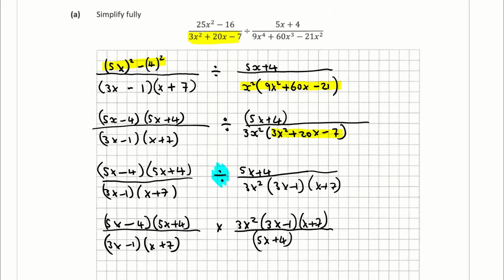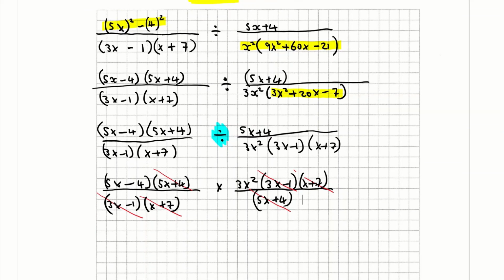So let's see what can cancel from the numerators and denominators. Well, first of all, I have a 5x plus 4 that can cancel with a 5x plus 4 on the bottom. I have a 3x minus 1 cancelling with a 3x minus 1. I have an x plus 7 cancelling with an x plus 7 on the top. So what does that leave us? That's leaving me with a numerator of 5x minus 4 times 3x squared all over 1, which is the same as 5x minus 4 times 3x squared. And that's it. There's no need to multiply in, because if we multiply in, you'll only end up factorizing again.